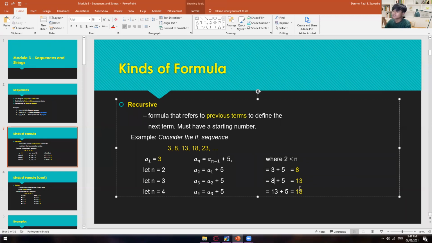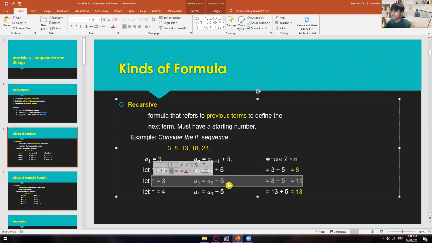Okay. So sorry for that one. I thought this one is a sub 2, and then this one is a sub 3. So up to a sub 4. Okay, so as you can see, you won't be able to answer the a sub 4 unless you already know the value of a sub 3. Okay. So yeah, that's how you compute or to know the value of the next term.